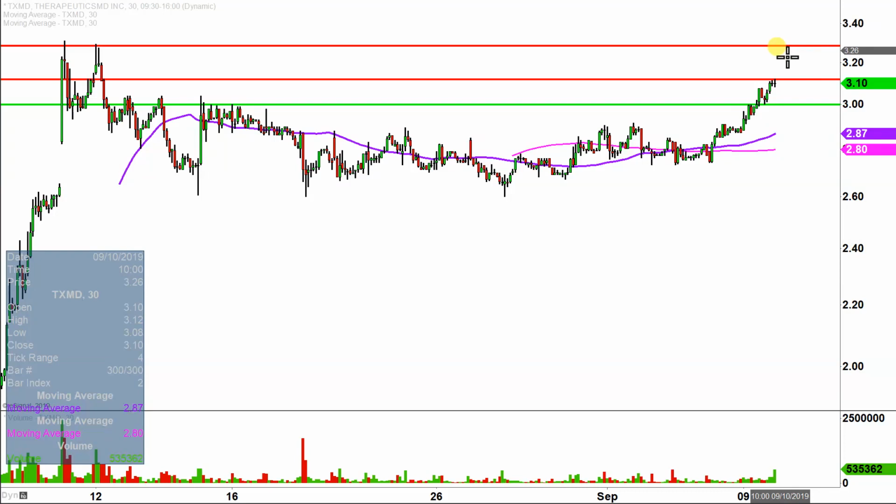So overall, a breakout is underway. Now it's just a question of can the price continue to build upon this momentum? Let's see what happens, but the week is young, still 4 days left.